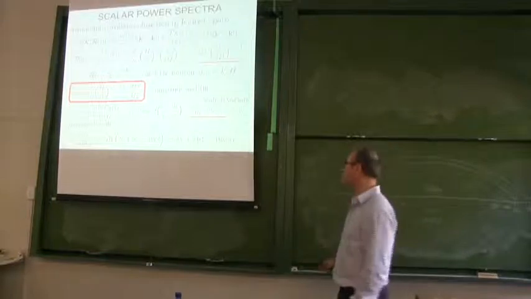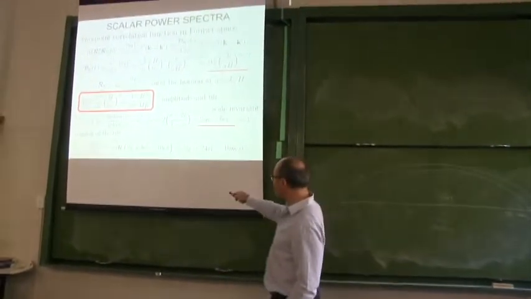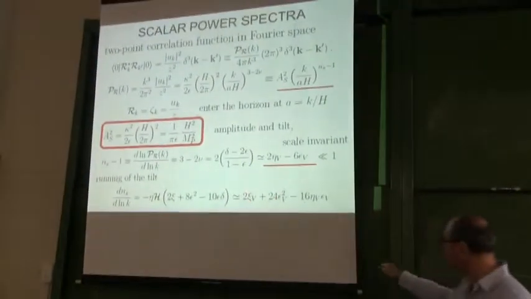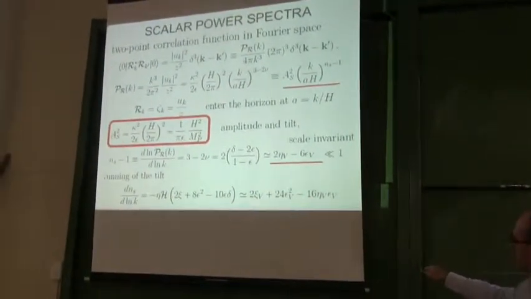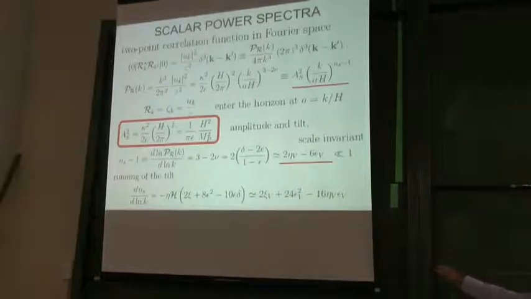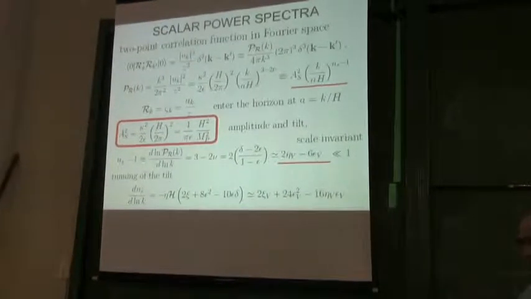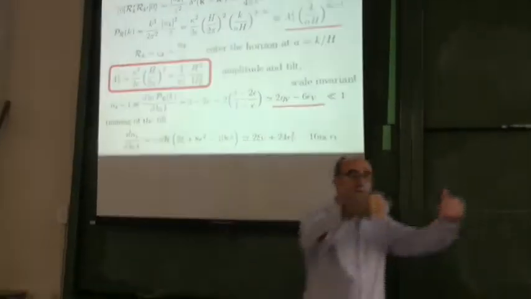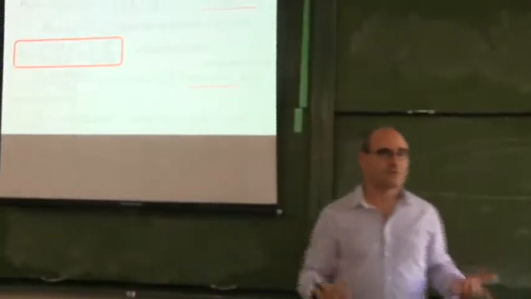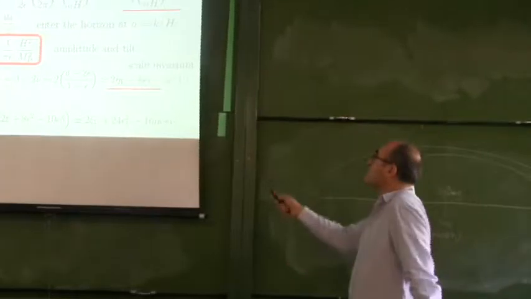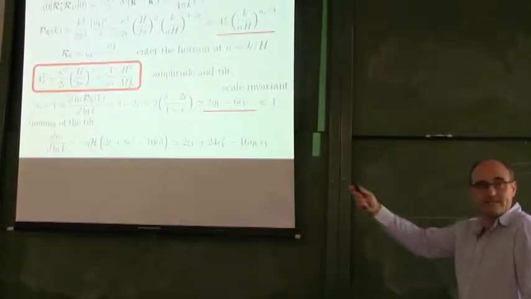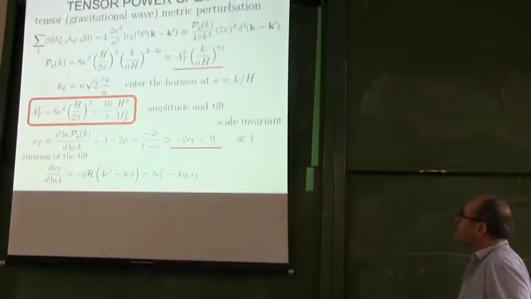We don't know. Not only do we have the tilt, we can also work out the running of the tilt, and this incorporates another quantity, the third derivative of the potential. So by adding more and more derivatives of the potential, we can go higher and higher in the order of running of the spectral index. Not only do we have an amplitude and a tilt, but the running, and the running of the running, etc.